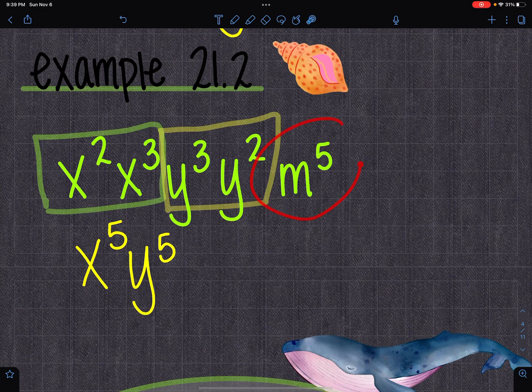Now there's m left over. There's nothing to multiply that by, and there's no way to simplify it. So in that case, I'm just going to bring it down and leave it the same. And guess what? Easy peasy, I am done. That's my answer. All right, so cool.